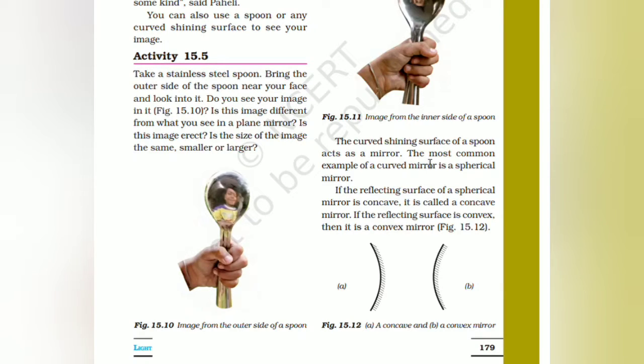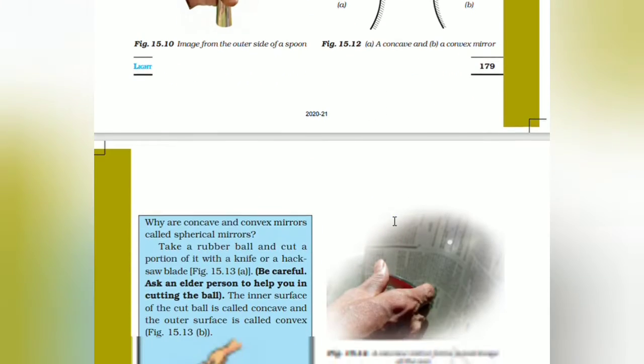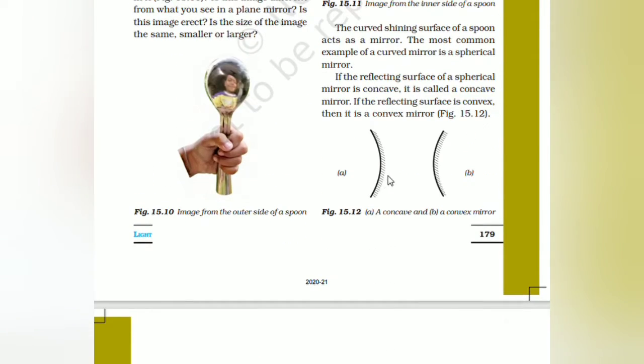The most common example of a curved mirror is a spherical mirror. If the reflecting surface of a spherical mirror is concave, it is called a concave mirror, and if it is convex, it is known as a convex mirror. See the first portion, this seems to be the concave mirror.